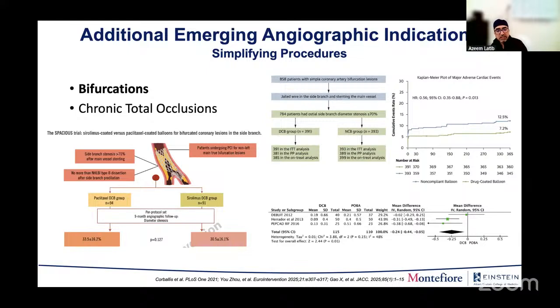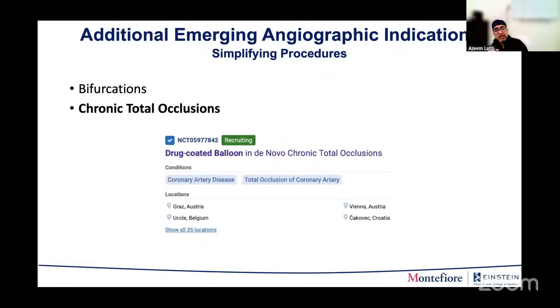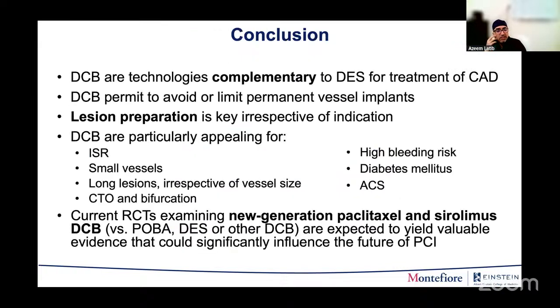The other interesting indication is chronic total occlusions, especially when you have long dissections. Can you minimize stent implantation by just putting only one stent, maybe where the CTO was, and leaving the dissection part with just drug-coated balloons? So I think we'll see more data on that. Next slide. So I think this is where we end.